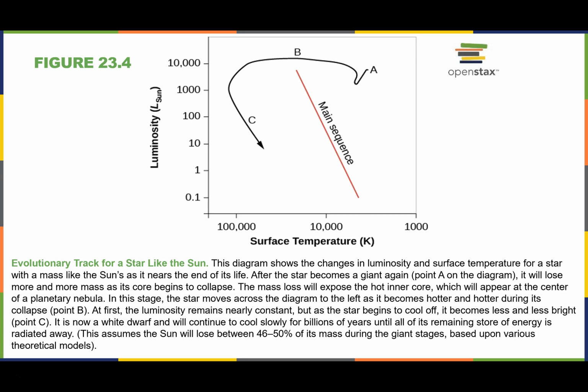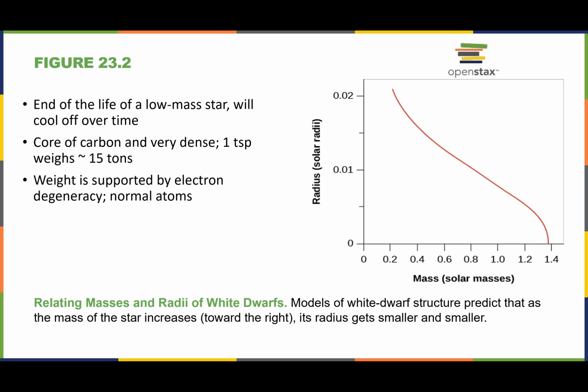So this is showing you A is the giant stage, supergiant. B is the planetary nebula stage, and cooling down to C, that's our white dwarf. The caption says this is how a star like our sun would end its life. Okay. So what is it with the white dwarfs?